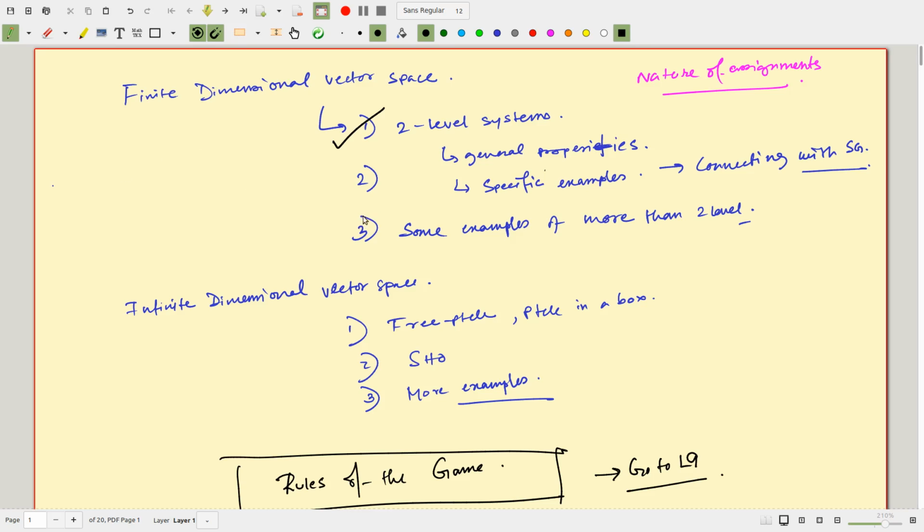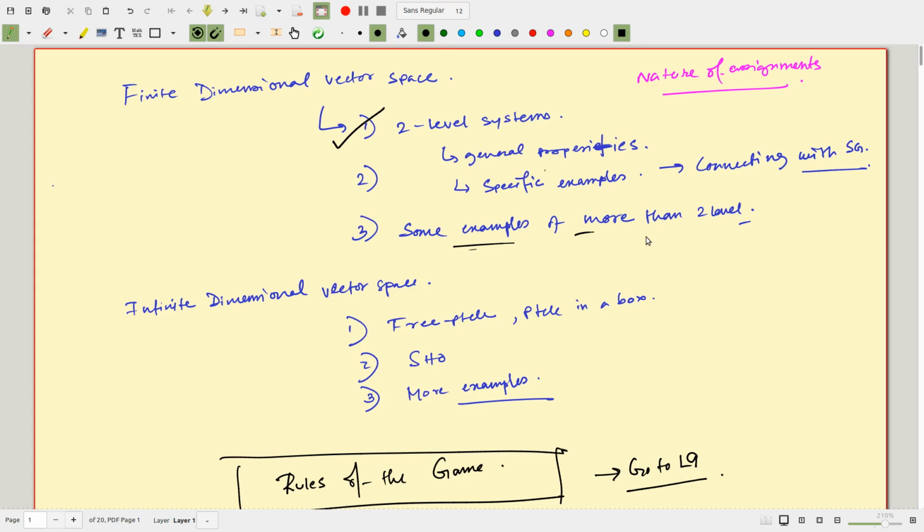Then we may talk about some specific examples of more than 2 levels, but this is already something which you have done in your assignment. So, I will not put a strong emphasis on this part, but mainly I will go over the full details of these 2 level systems. And the next thing we will discuss, in the next lecture, is infinite dimensional vector spaces.